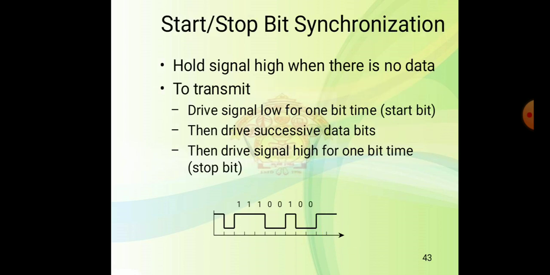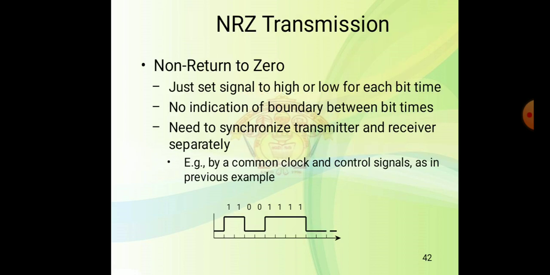So we need to mention the time. To avoid this problem we need to synchronize the transmitter and receiver so that the receiver samples each bit value on the signal. There are various approaches.